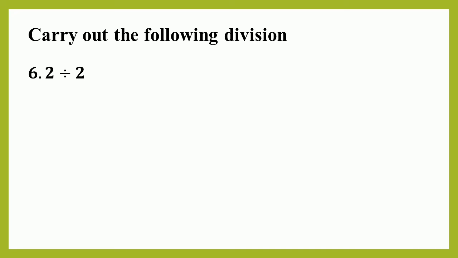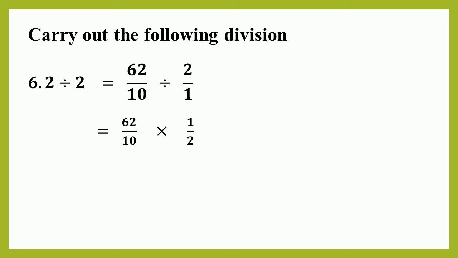Now let's see the last topic, that is division of decimal fractions. Carry out the following division: 6.2 divided by 2. For that we will write 6.2 as a common fraction, 62 upon 10, divided by 2 as 2 upon 1. In the next step we will write 62 upon 10 into 1 upon 2. 1 upon 2 is the multiplicative inverse of 2 upon 1, which you already know from the previous chapter.